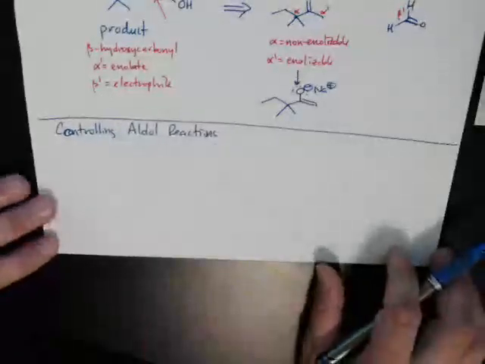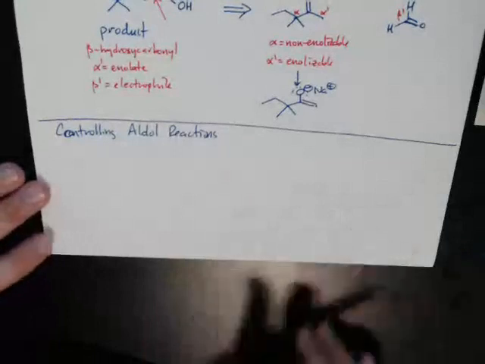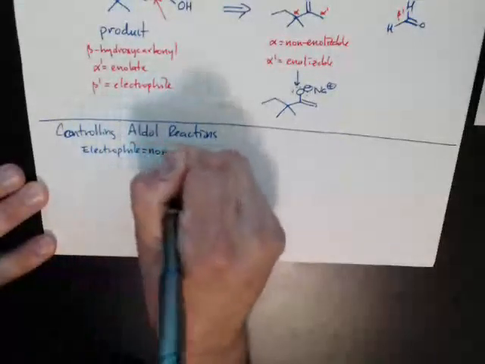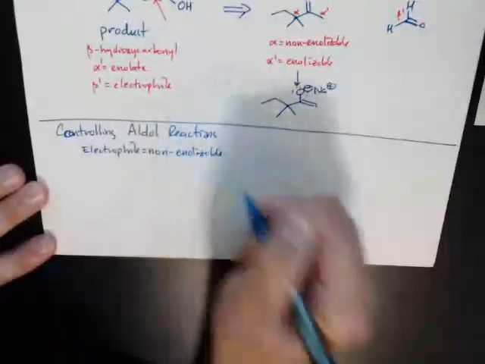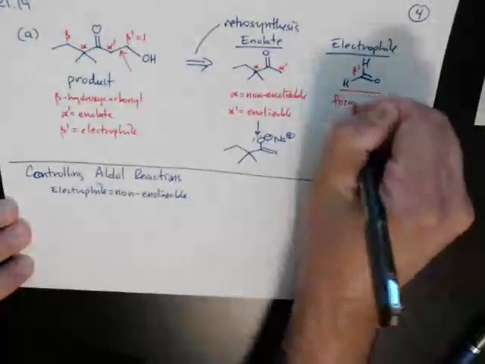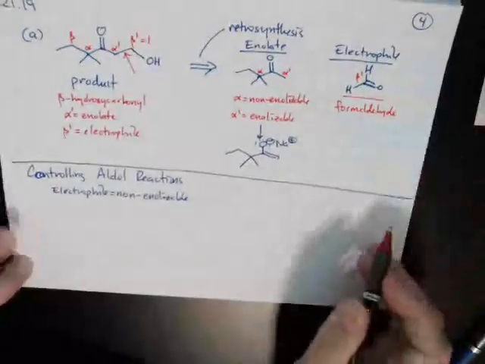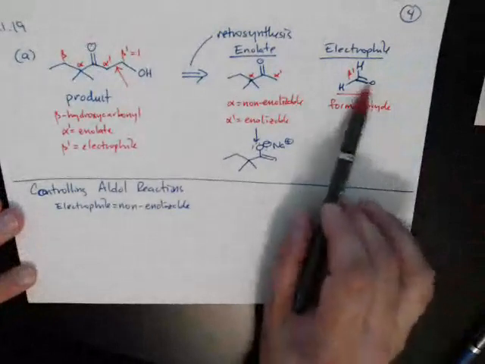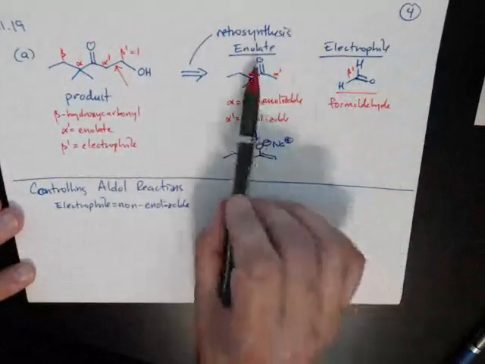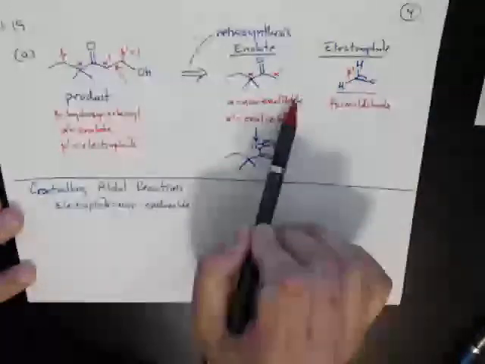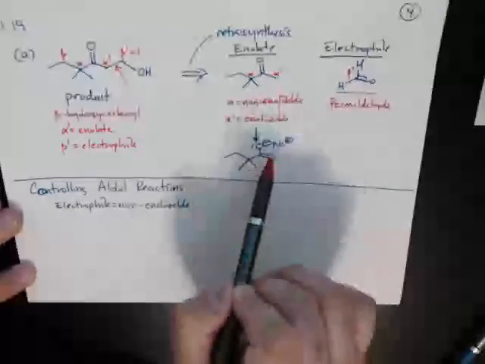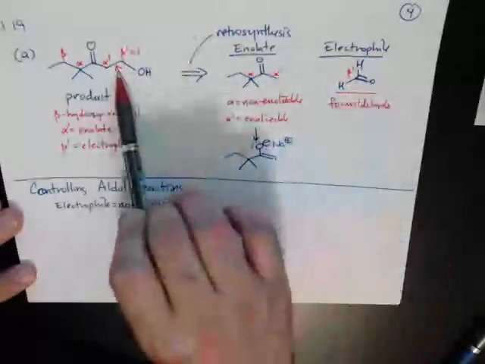So you can start with using an electrophile that is non-enolizable. And so we've seen that up here with formaldehyde. Formaldehyde is an aldehyde. It does not have any alpha carbons. So this cannot form an enolate. And we've seen from this species, since one of these alpha carbons is non-enolizable, that means the only enolate that can form is from this side. So we only get one enolate, and that can only attack the electrophile, so we're basically controlling it to get one product.